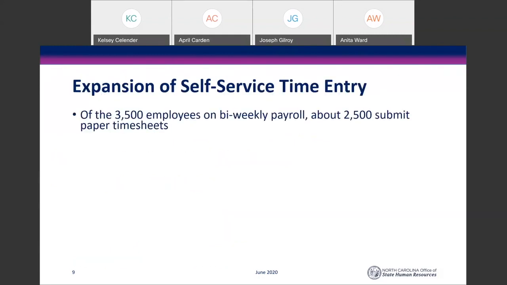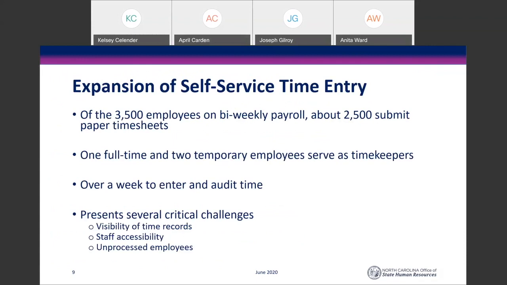So as I mentioned, late June to early July at the latest for implementation on that. A fact that y'all may not know is that we have about 3,500 employees on biweekly payroll for temporary solutions. Of those 3,500, about 2,500 of them still submit paper timesheets. In order to manage that workload on a biweekly pay schedule, we have 3 employees constantly working on timekeeping. So we have 1 full-time and 2 temporary employees serving as timekeepers.